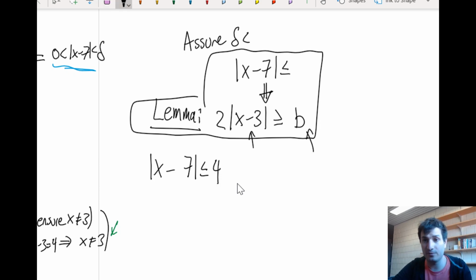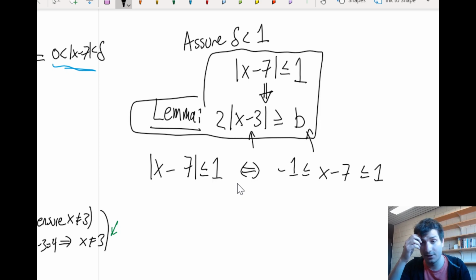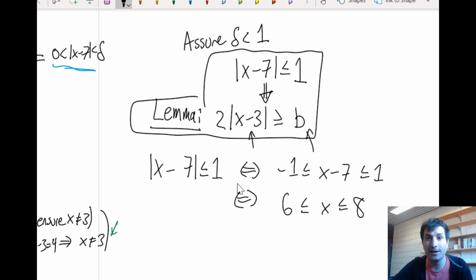Let's do something smaller than 4. Let's do 1. 1 is a nice number. Okay, so we're starting with |x minus 7| is less than 1, and that means x minus 7 is going to be between minus 1 and 1. Okay, now we add 7 to both sides: 6 is less than x is less than 8, and now we can subtract 3.